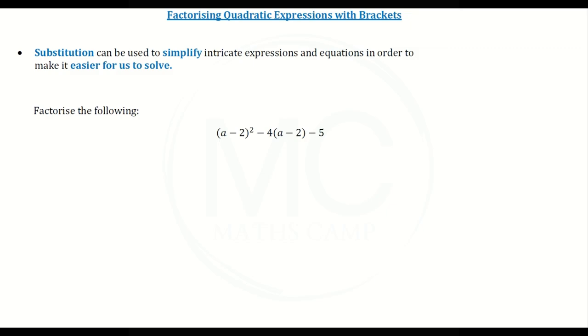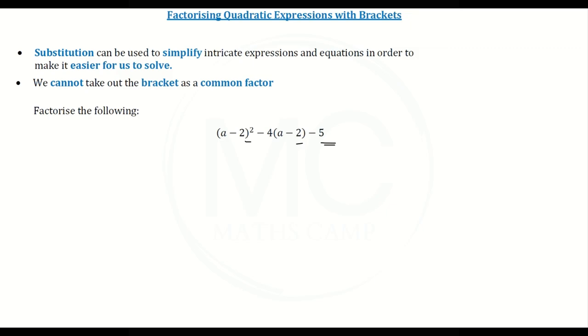Factorize the following: (a minus 2) squared minus 4(a minus 2) minus 5. Please remember that we cannot take out a bracket as a common factor because there's no bracket in the third term. Here we can see that in the first term, the bracket is squared. In the second term, there is no exponent, which means there's actually an exponent of 1. 2 is double 1, so we are working with a quadratic. So how do we factorize a quadratic with a bracket?